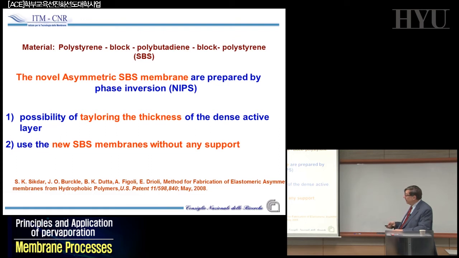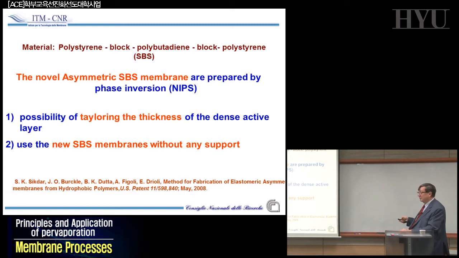This is a typical case. That is one of our patents with people from the EPA in Cincinnati, the Environmental Protection Agency, in which we are producing membranes with polystyrene-block-polybutadiene-block-polystyrene, SBS. And these are asymmetric SBS membranes using traditional NIPS, phase inversion at room temperature.